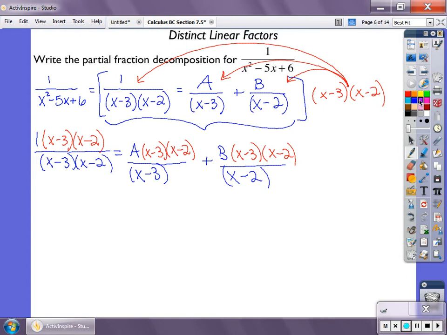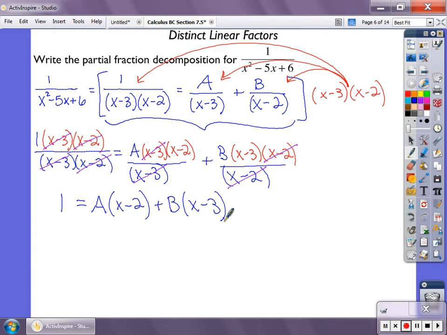And so, as you're probably saying, well, over here x minus 3 and x minus 3 will reduce, x minus 2 and x minus 2 will reduce. For the term with the a, the x minus 3 and the x minus 3 reduce, and for the term with the b, the x minus 2 and the x minus 2 reduce as well. And so what we're left with is 1 equals a times x minus 2, and then plus b times x minus 3.